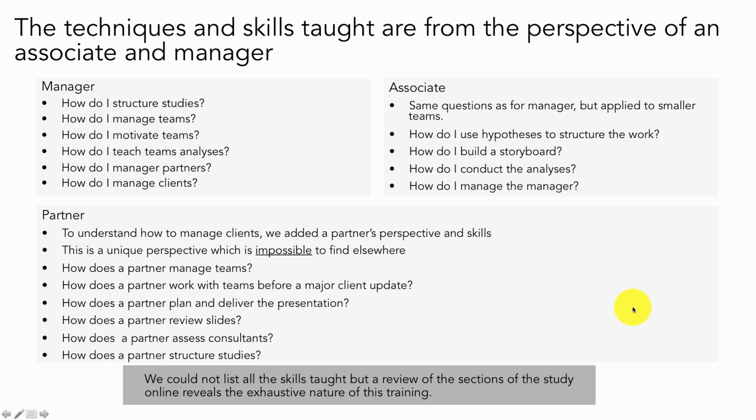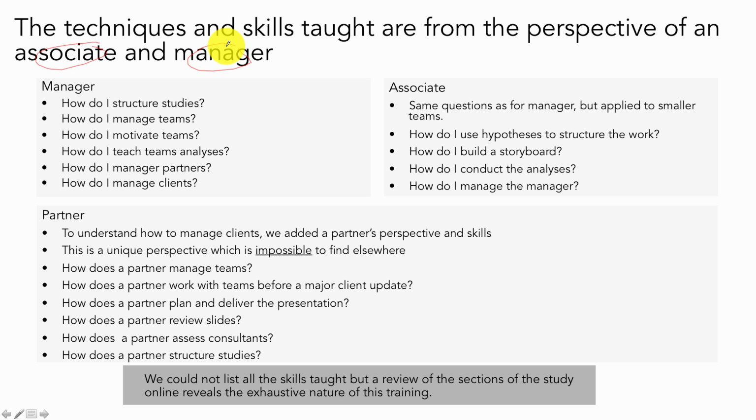Continuing, if you're thinking to yourself what kind of skills you would learn, remember we've written this from the perspective of an associate managing analysts, and from the perspective of a manager managing associates and analysts. Now, an analyst could also use this to think about what the manager needs, what the associate needs, why they work the way they do, and what kind of analysis. So an analyst could conceivably use this to manage their own work.